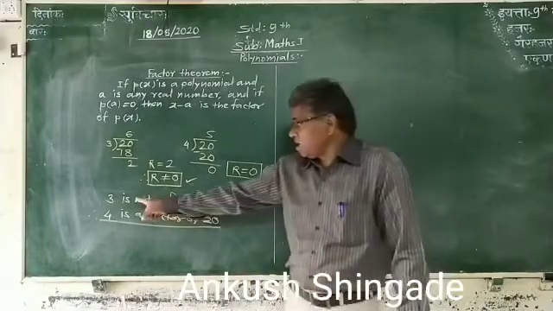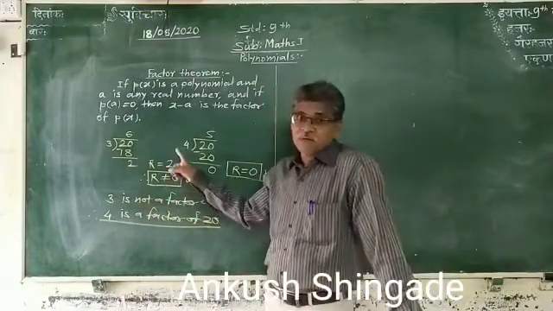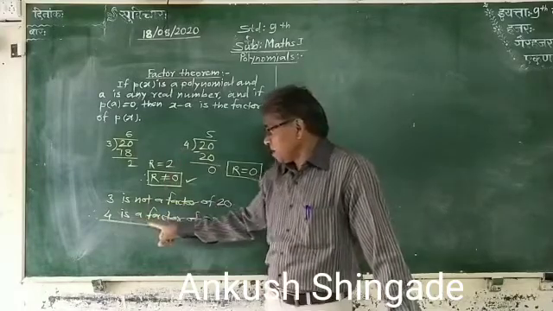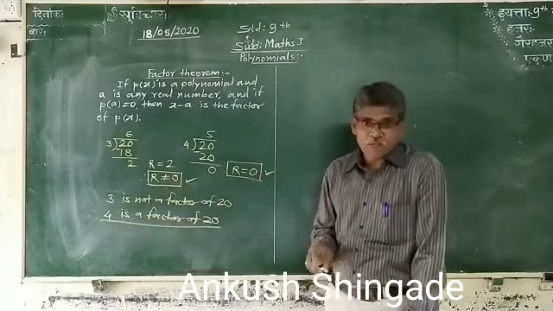So here 3 is not a factor of 20 but 4 is a factor of 20.